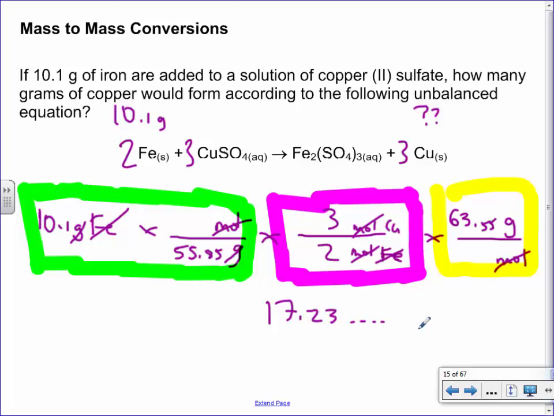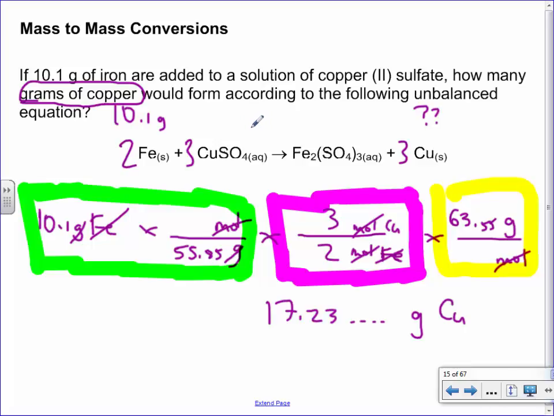Okay, what does the 17.23 mean, though? Well, look at all the units that didn't cancel. This iron canceled that one. This gram canceled this one. This mole canceled this one. This mole canceled this one. The only 2 units that didn't cancel were grams from right here and of copper. And isn't that what we were asked to solve for? We were asked to solve for grams of copper, so now I have that.